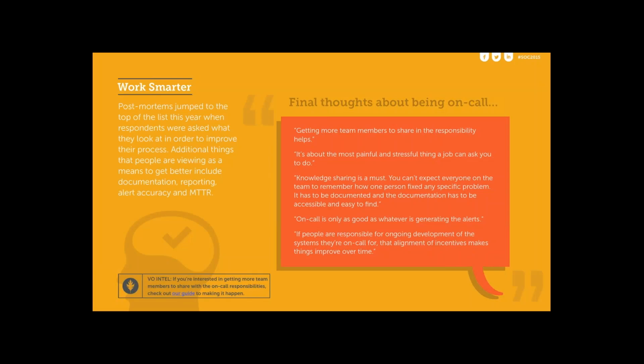Okay, and this is our final slide here in terms of data from the survey. We asked people what other things they are looking at or checking on in order to make themselves better as a team and better in their on-call process. Answers included documentation, checking on reporting, alert accuracy, and MTTR, which is mean time to resolution. Additionally, we got some really good anecdotal answers around people's final thoughts about being on call.